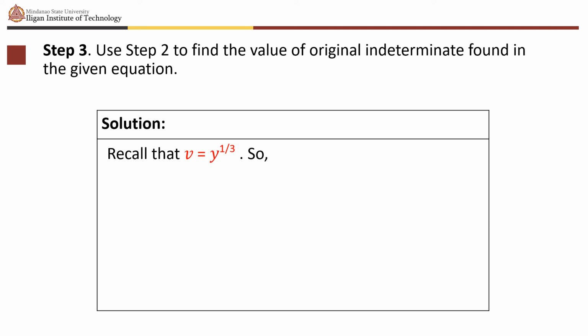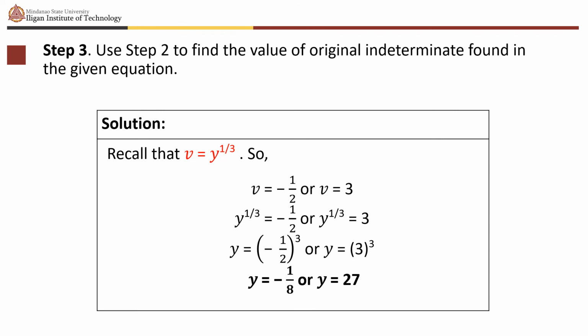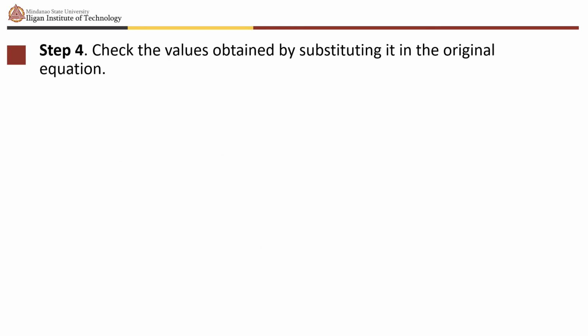Then recall that we have v equal to y^(1/3). We can now again substitute to the original equation. Substitute v equals negative 1/2 or v equal to 3, but your v is y^(1/3), so you will have y^(1/3) equals negative 1/2 or y^(1/3) equals 3. But when you operate on negative 1/2 raised to the 3rd, it comes up to be y equals negative 1/8. Or y equals 3 cubed will give you y equals 27.